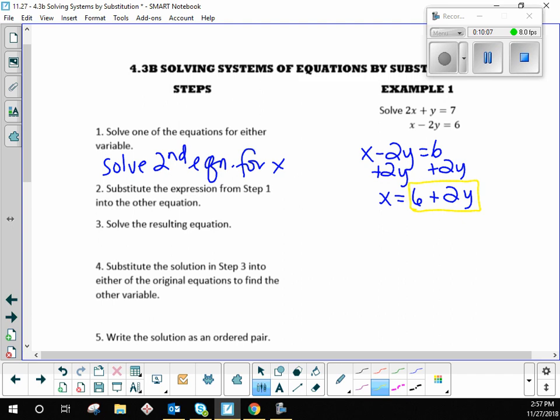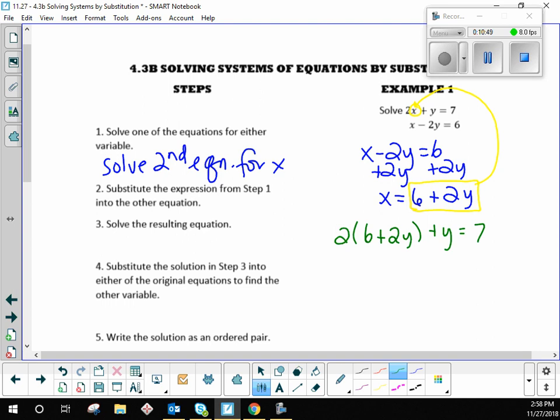So what we do next, step 2, substitute that expression, the 6 plus 2y from step 1, into the other equation. We used equation 2 for this, so we're going to take it and plug it into the first equation for x. Right? So right here I've said that x is equivalent to 6 plus 2y. Those are interchangeable. So then in the first equation where I see the x, I'm going to replace it with all of the 6 plus 2y. So that will look like this. I have 2 times x, but now instead of x I have this expression, and then plus y equals 7.